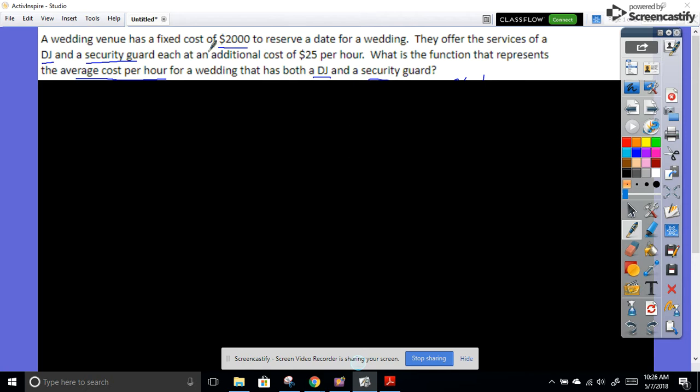Okay, so we've got a wedding venue, cost $2,000 to reserve the date. We're going to also employ a DJ and a security guard. The company charges $25 an hour for each of those. So $25 for a DJ, $25 for the security guard. They want us to write a function that represents the average cost per hour for the wedding.